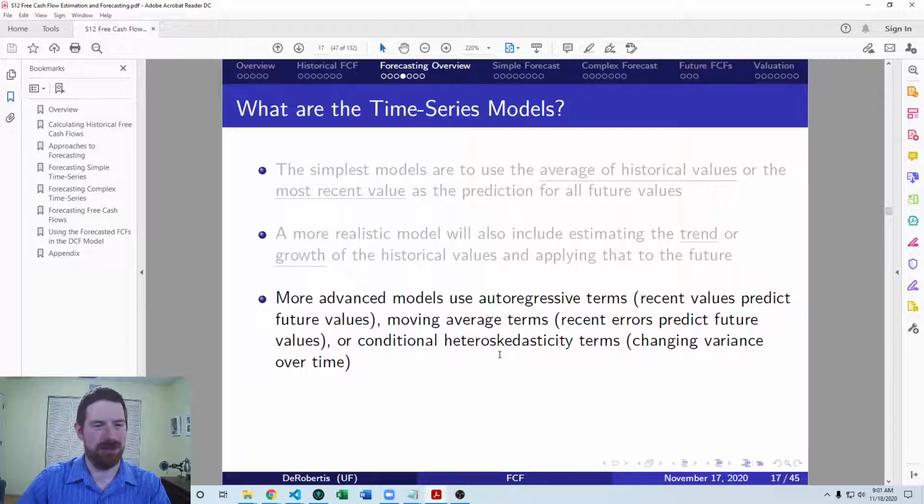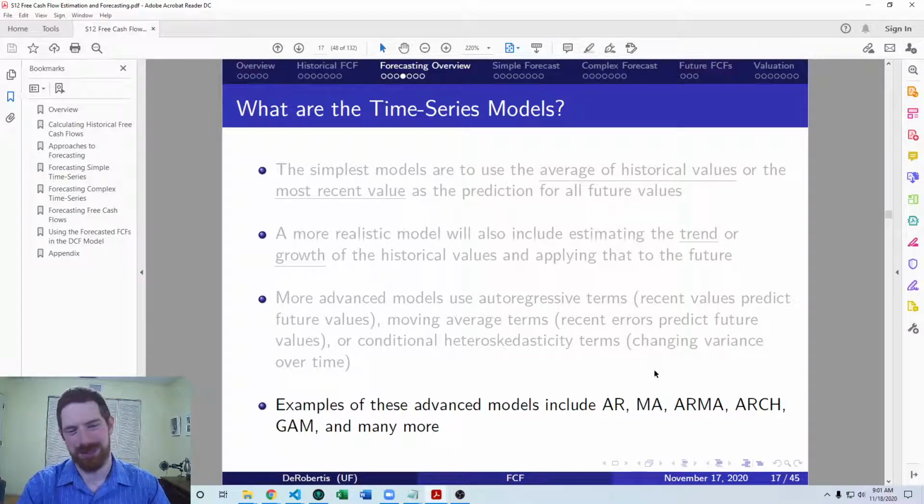Or conditional heteroscedasticity, which is a fancy way to say that the variance of the underlying data changes over time. So if your line item stays about the same, and then it's changing a lot, and it switches between that, then you should consider one of these kinds of models.